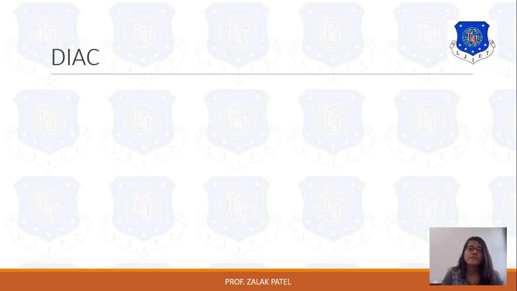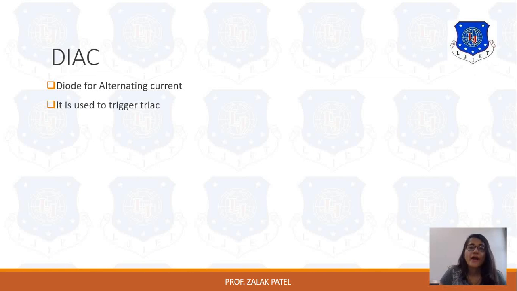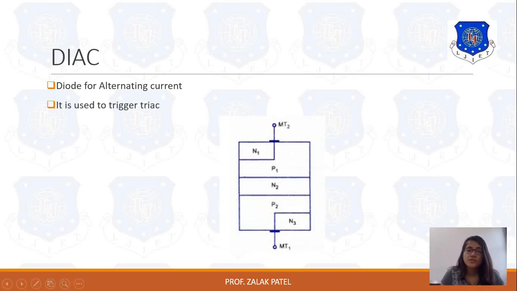Next is DIAC. The full form of DIAC is diode for alternating current. It is used as a trigger for the TRIAC, means it is used to trigger the TRIAC. It does not have any gate terminal. You can see the structure. Its structure is almost similar to the TRIAC that we discussed. So here the gate terminal is absent. This is its circuit symbol. Two terminals are there, MT1 and MT2, but the gate terminal is absent.